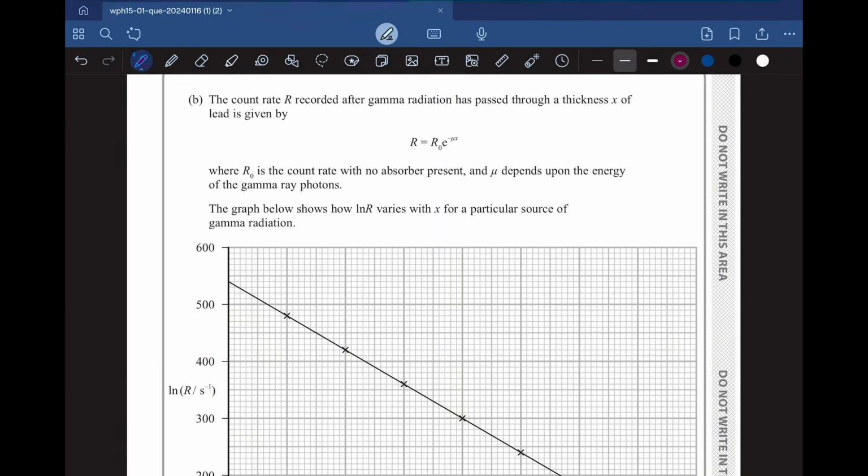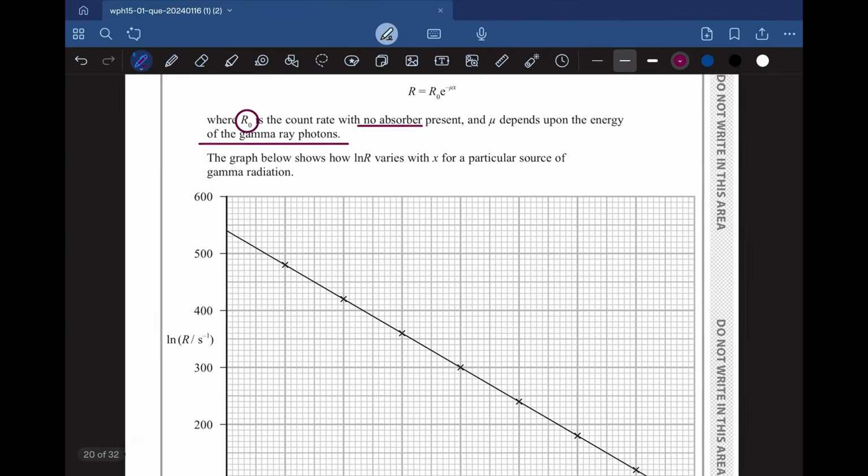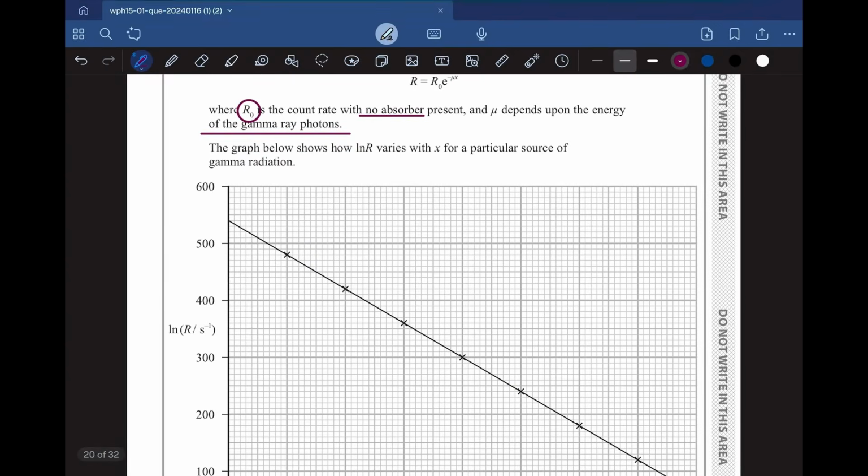Okay, where r naught is the count rate with no absorber present. So without the lead, the count rate is r naught. But when there is lead, some of the photons will penetrate and most of them won't, right? And mu depends upon the energy of the gamma ray photons. All right. The graph below shows ln r against x for a particular source of gamma radiation.